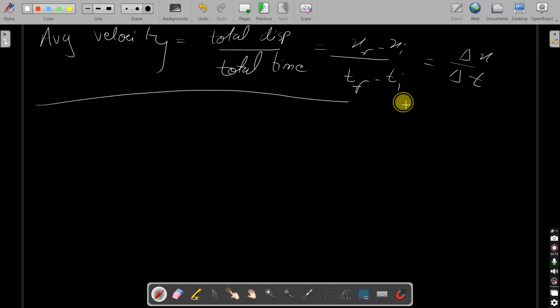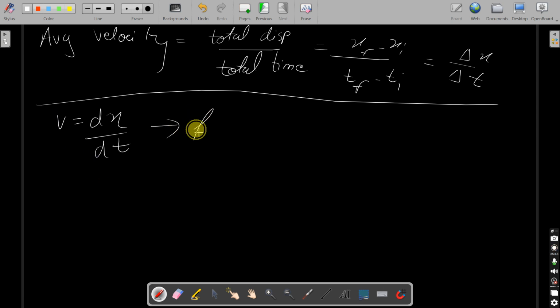Now, instantaneous velocity. As you can see in its name, instantaneous. So the velocity at a particular instant. So this will be v is equal to dx upon dt, because this is the rate of change, the differentiation of x with respect to time. Because this is at a particular instant, the change is very small, so this is instantaneous velocity.